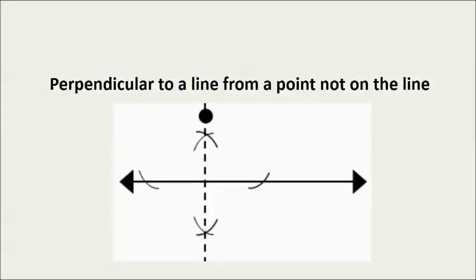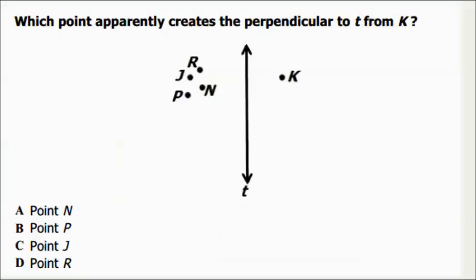Now let's draw a perpendicular line from a point not on the line. All right, which point apparently creates the perpendicular to T from K? Step 1, place the point for the center of the circle on K.